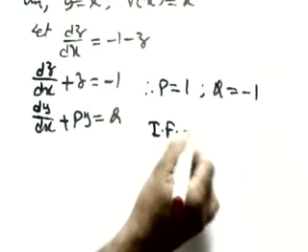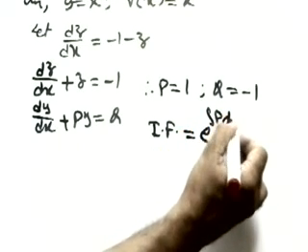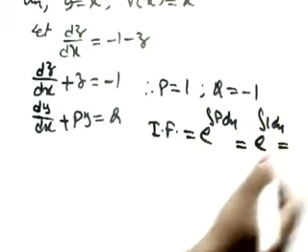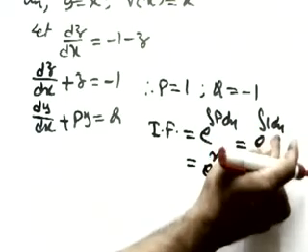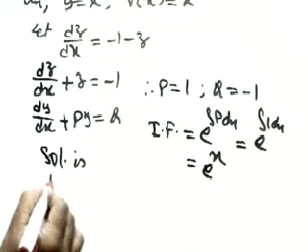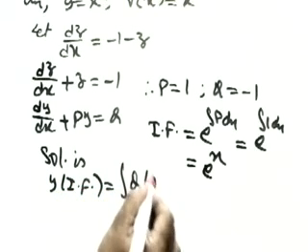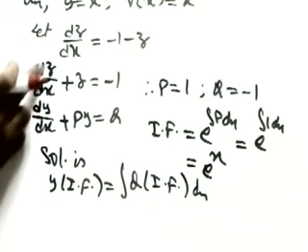Okay. Now what is the first step? Integrating factor. So integrating factor will be e to the power of integration p dx. E to the power of integration p is 1 dx. So integrating factor will be e power x. Integration of 1 will be x. So we got the integrating factor. Now the solution for this is y into integrating factor equals to integration of q into integrating factor dx.